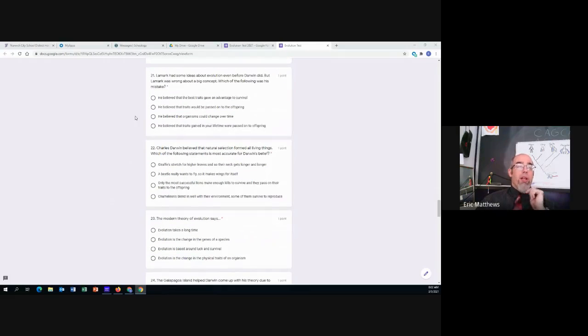Number 21. Lamarck had some ideas about evolution even before Darwin did, but Lamarck was wrong about one big concept. Which of the following was his mistake? Did he believe the best traits gave an advantage to survival, and that was wrong? Did he believe traits would be passed on to the offspring, and that was wrong? Did he believe that organisms could change over time, and that was wrong? Or did he believe the traits gained during your lifetime would be passed on to the offspring, and that was wrong?